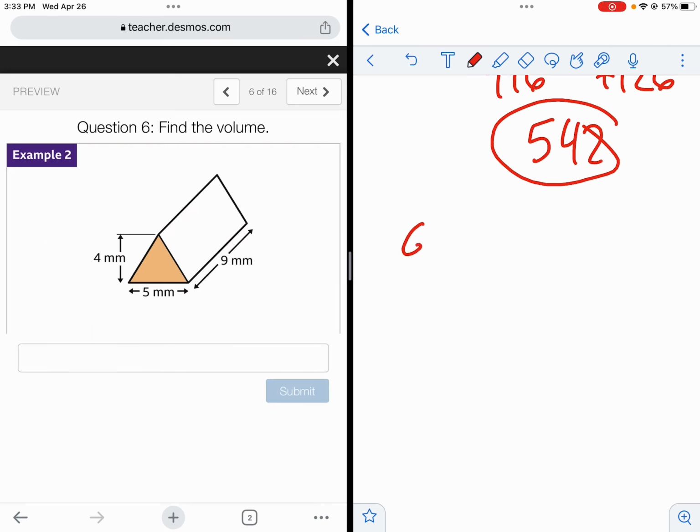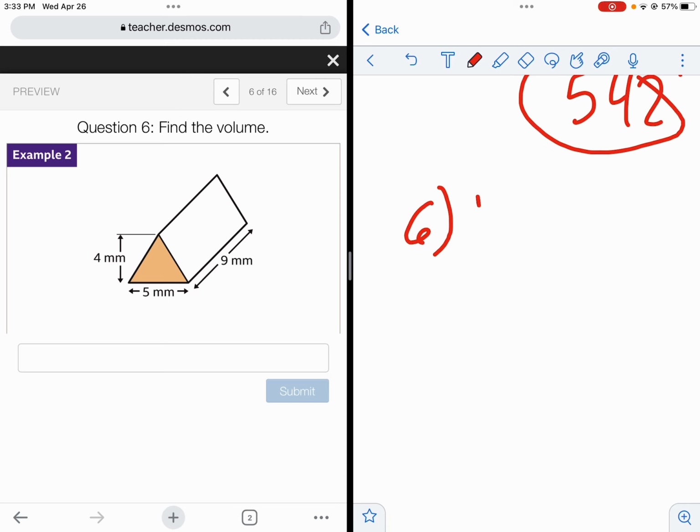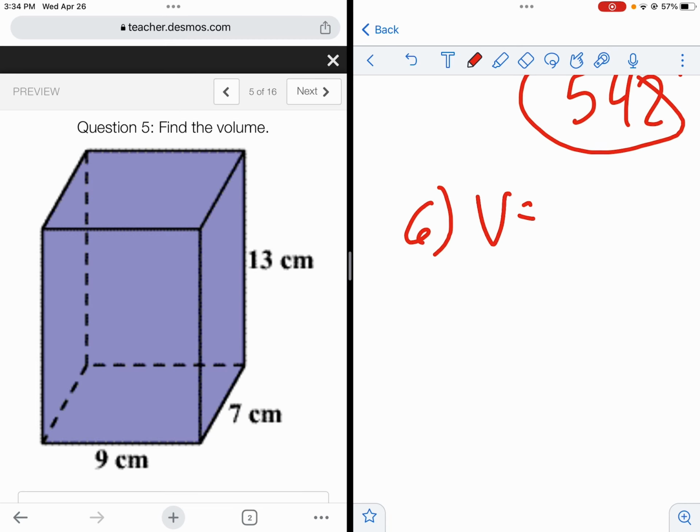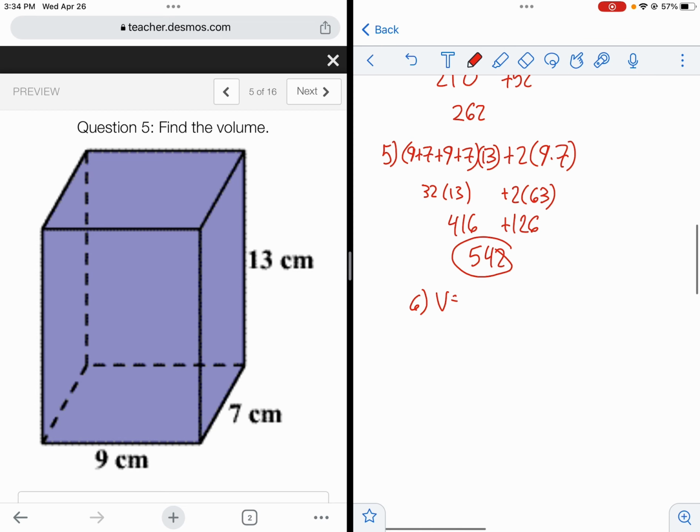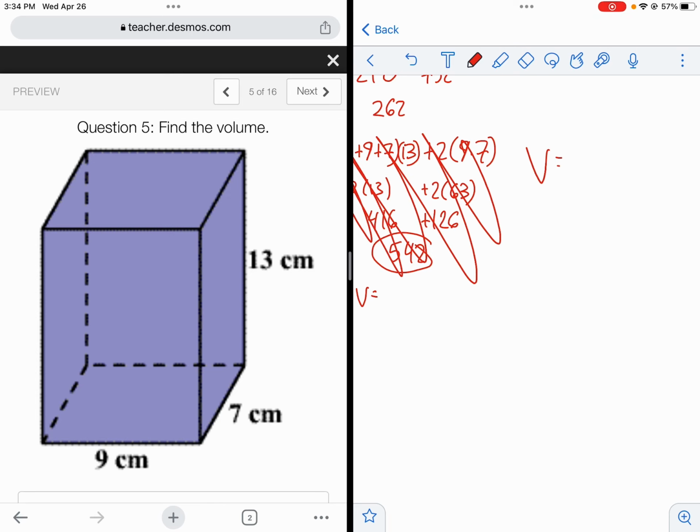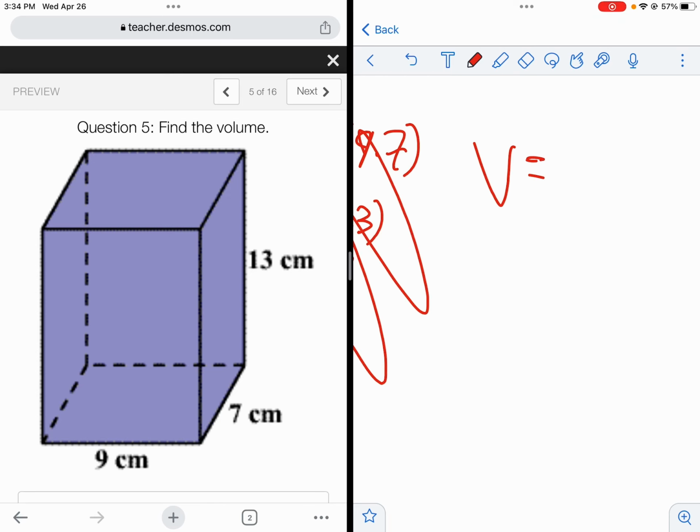Number 6, find the volume. Volume, that was volume for the last one. Oh, I did surface area. Let's redo number 5 then. Volume is equal to the area of the base times the height. It's even easier than what we did.